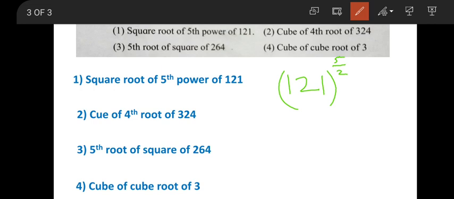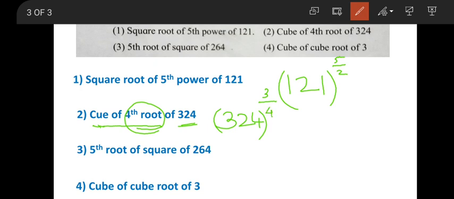Okay. Move forward to the second question. 324 is the main number, so I'll write 324 first. 324 raised to, I'll see the power first, or see what is given. It is cube of fourth root. So root means denominator's number. So cube will come up. Cube means 3 upon, and fourth root means 4 will come down.